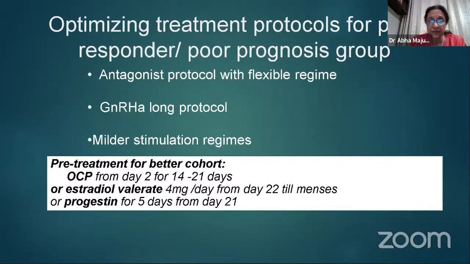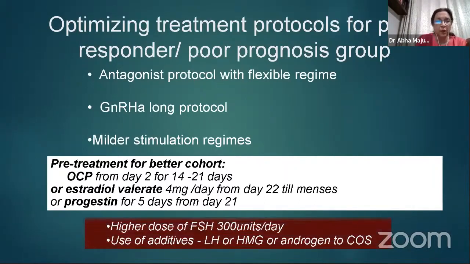Or we can use estradiol valerate in two divided doses, 2 milligrams twice, from day 22 till the menses comes, so that it doesn't let the pituitary release any FSH to start stimulating follicles from the follicular pool. Or we can also use progestin for 5 days from day 21, but then we have a 5 to 7 day progesterone free period, which does bring the endometrium back to normal, but also releases some of the follicles from the cohort.